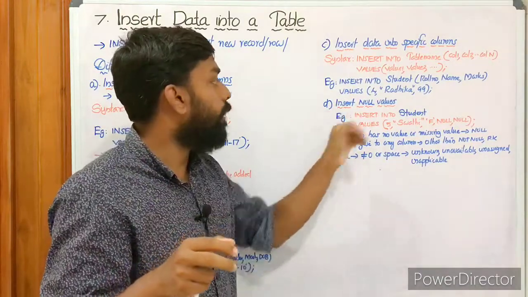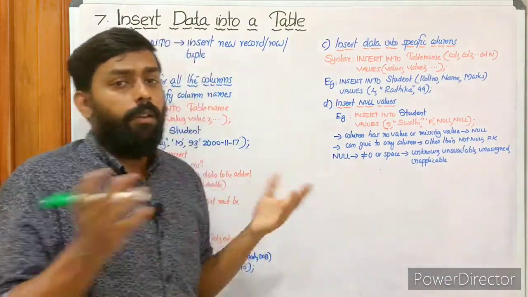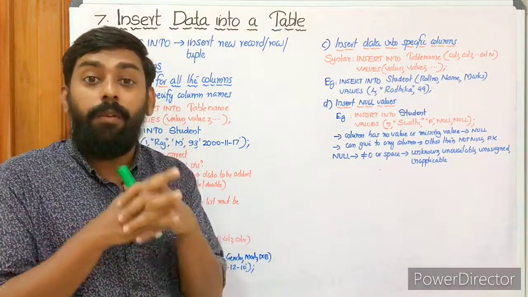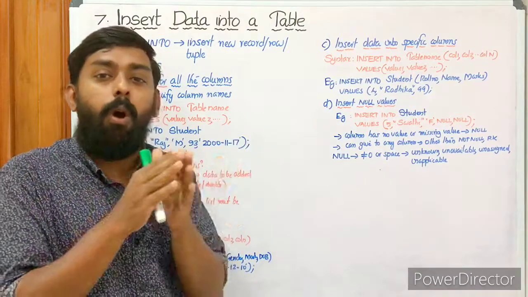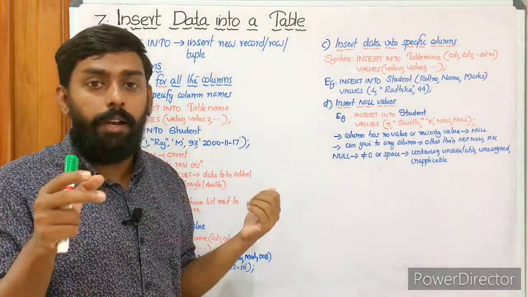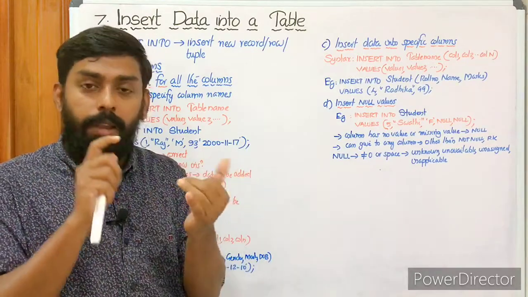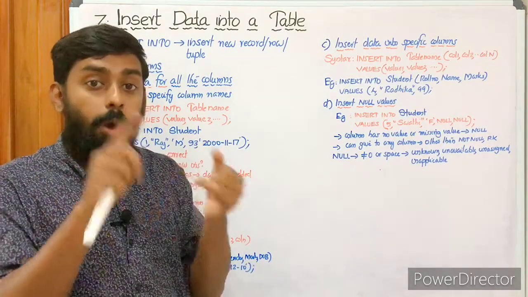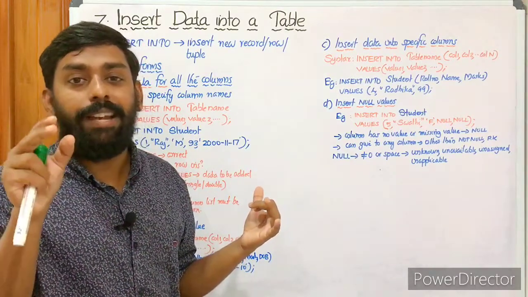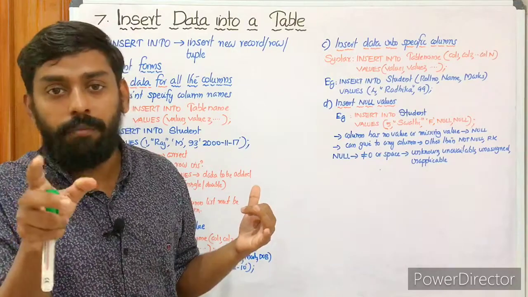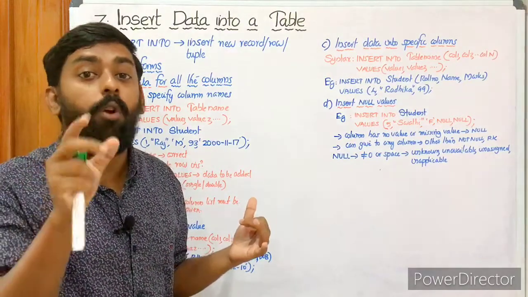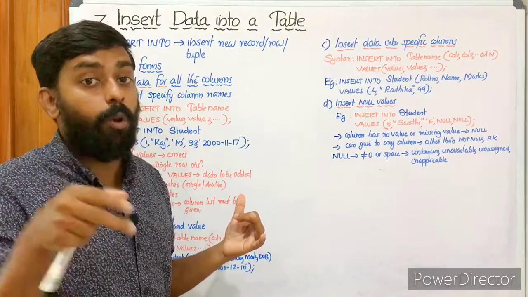Then insert null values, it's another option. We can insert null values to columns, but we cannot insert null value to all the columns. Suppose in our case, at the time of creating the table we added the constraint primary key to roll number and not null to name, right? So when we set constraints like primary key and not null to a column, that column's value cannot be null. That means we cannot provide null value to those columns.